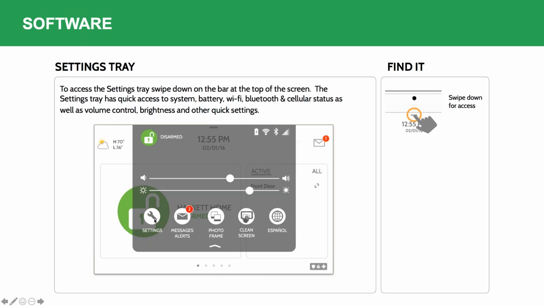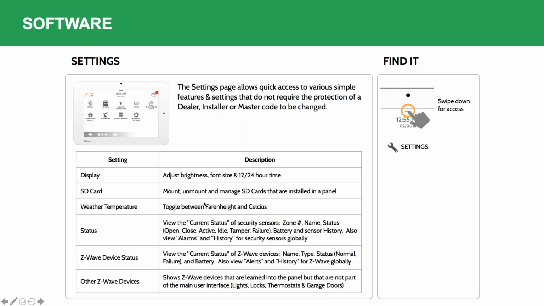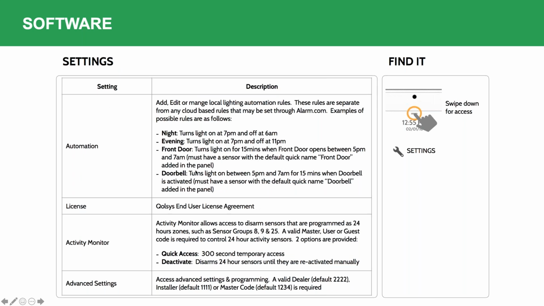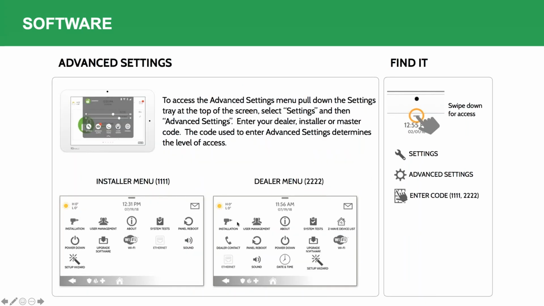But where I want to go is I want to spend a little bit of time here on settings. So if you were to click on settings, it's going to take you to some basic level settings. These are all different types of settings that you can access without the need of typing in a master code or an installer or a dealer code. So things like display, SD card, weather temperature, status, etc. There's some automation on there. There's an activity monitor. But where you're going to spend most of your time is going to advanced settings. So if I was to click on advanced settings, that's then how I get into programming.